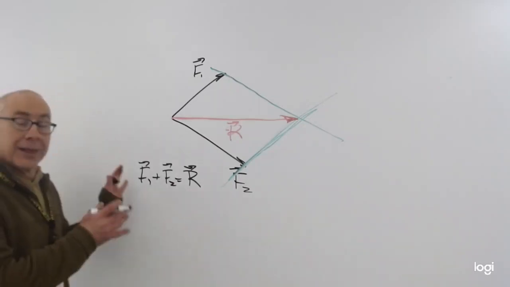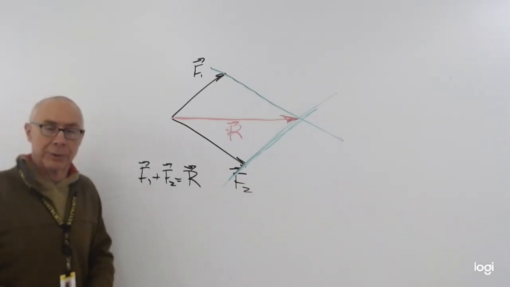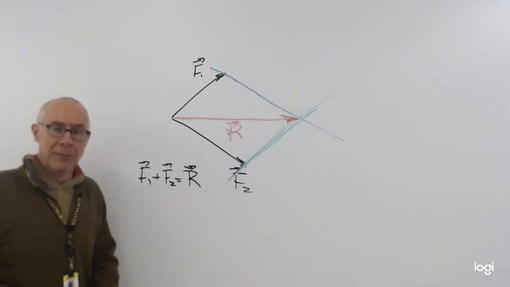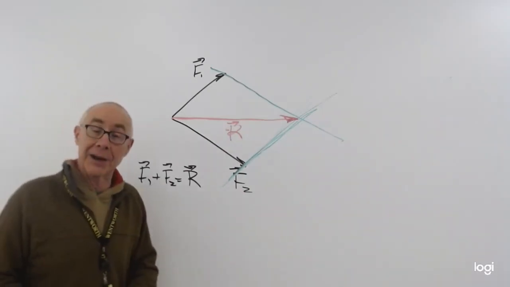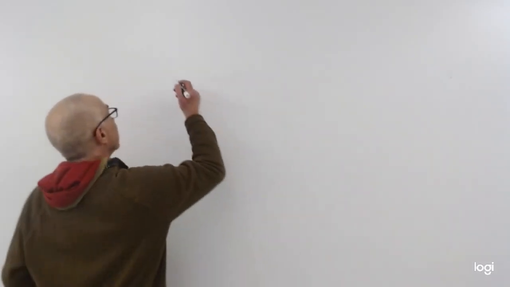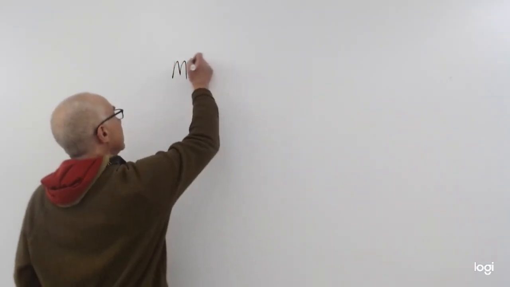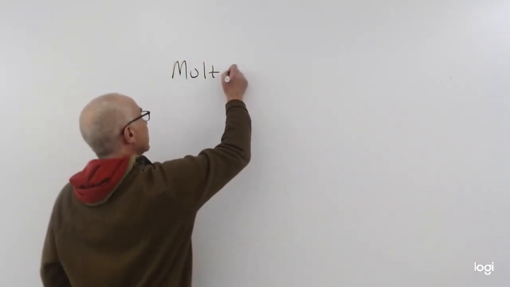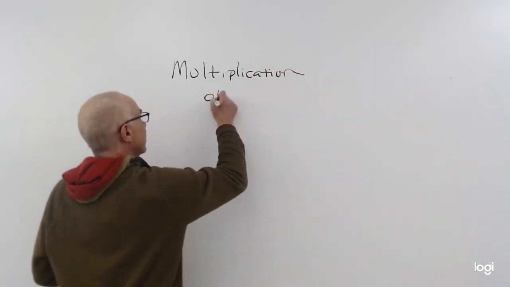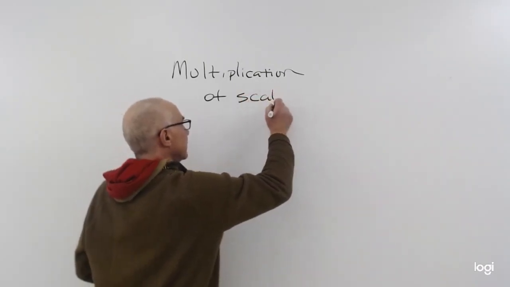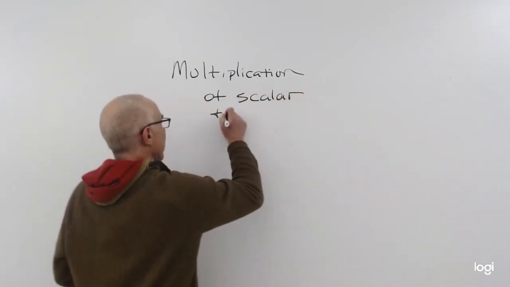All right, so we're going to erase this now, and then I'm going to talk about multiplying scalars times vector quantities, and how to do that graphically. Okay, so we talked about how to add vectors. Now I want to talk about multiplying scalar quantities times vector quantities. So we're going to talk about multiplication of scalars and vectors.